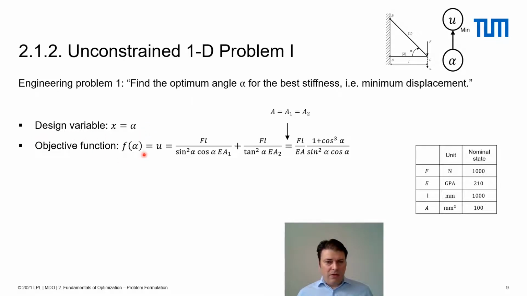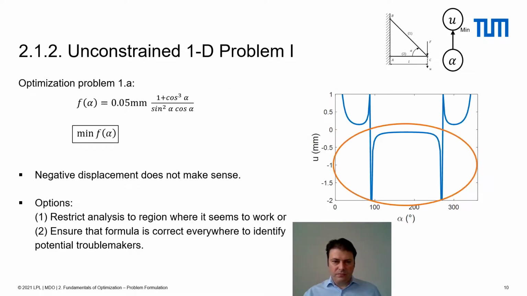And we express our objective function as the mapping from alpha to our quantity of interest u, which is this expression. Oh, and for one simplification, we set the two cross-sectional areas to be equal, and we define a nominal state for those design variables that we're not going to change by these values here. And we can turn this engineering problem now into our mathematical problem statement that would read like this.